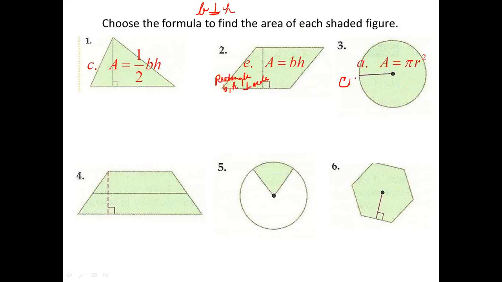Circumference, just distance around, is 2 pi r or pi d. D does not equal r squared, so that's why these are totally different. One is area, one is circumference.